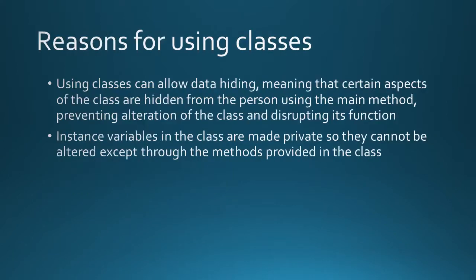A few reasons to use classes is because it can allow data hiding, meaning that certain aspects of the class are hidden from the person using the main method, preventing alteration of the class and disrupting its function. Instance variables in a class are made private, so they cannot be altered except through the methods provided in the class. This is kind of a safety feature to prevent people from altering any methods or any variables and altering the entire functionality of the class itself.